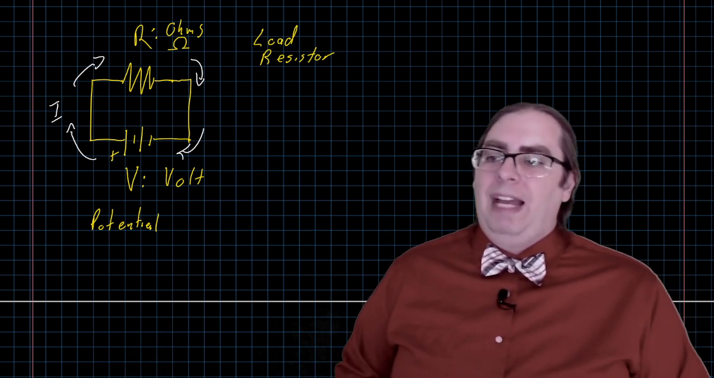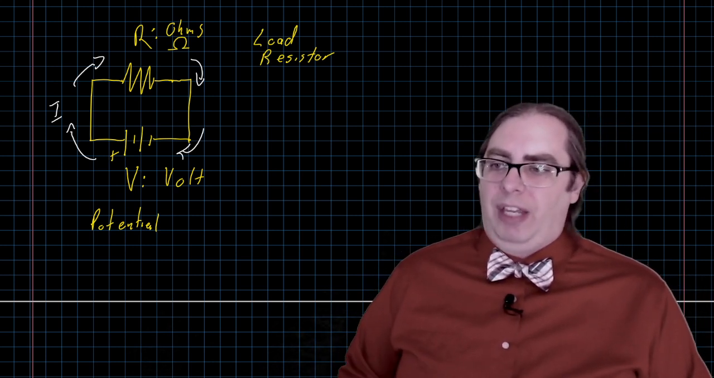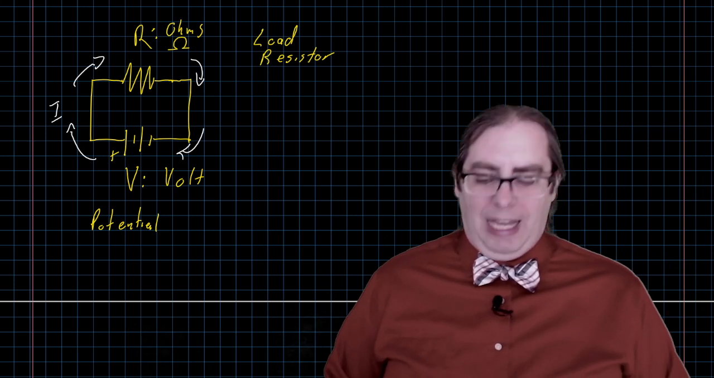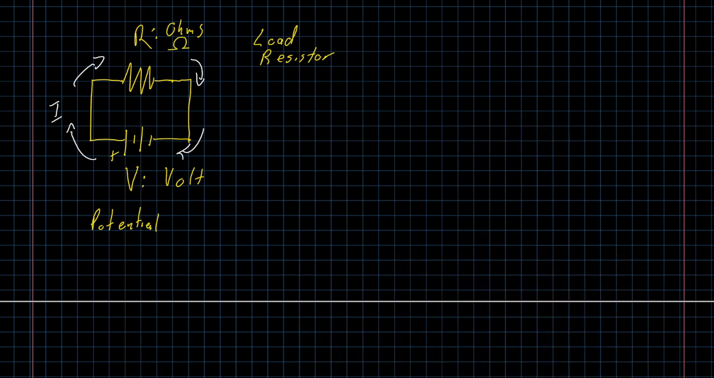All right, so we have these three ideas. We have a current, we have a potential, we have a resistance. There is a relationship between those three measurements. That relationship is called Ohm's law. And it says simply that V is equal to I times R.